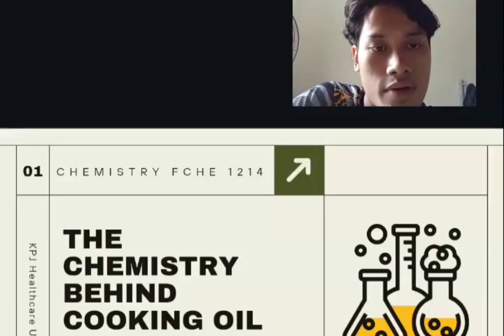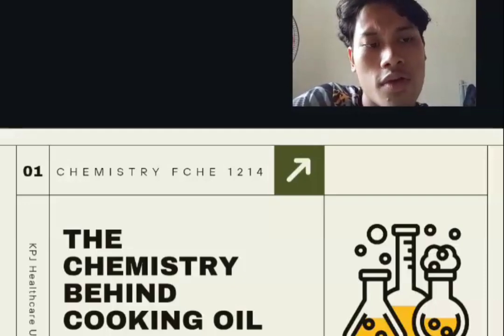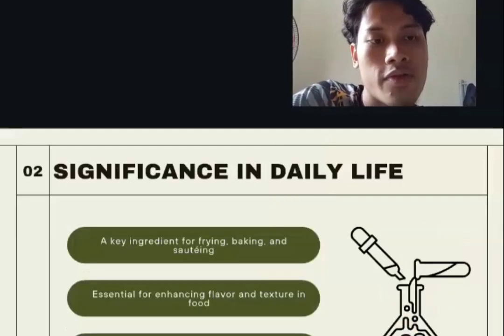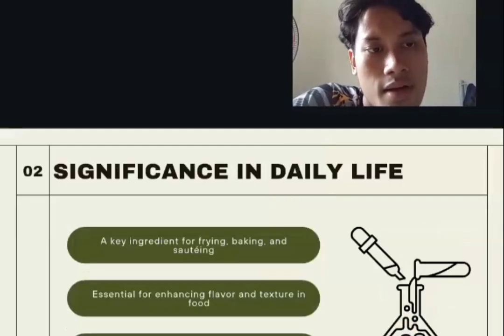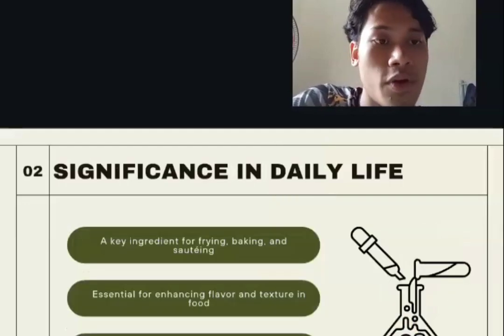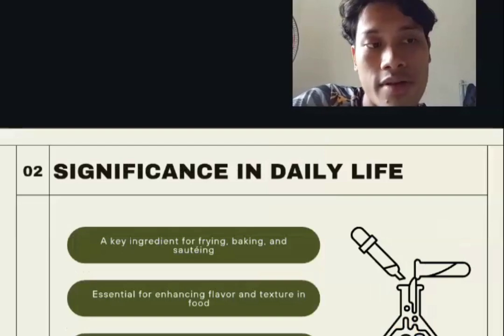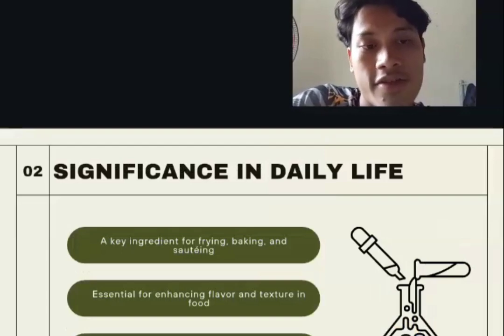Cooking oil, from its chemical composition to its role in our diet, and even how different oils react under heat. So let's get started. For the first slide, we'll take a look at the importance of cooking oil in our daily life and its significance.